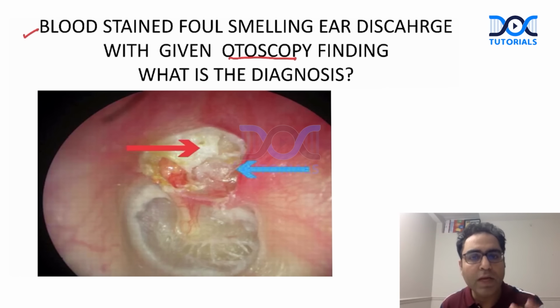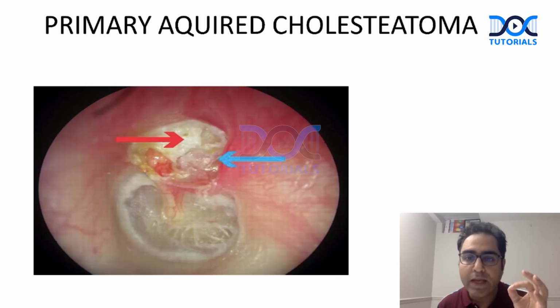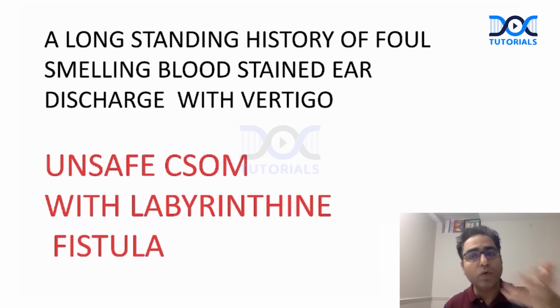Guys, whenever you see a pearly white mass in the upper part of the tympanic membrane, or the pars flaccida area, this is primary acquired cholesteatoma. The cholesteatoma is the hallmark of the unsafe CSOM. Any cholesteatoma found in the pars flaccida area, or the upper part of the middle ear area, is primary acquired cholesteatoma, which is due to a retraction pocket, which we discussed amply in the app also, in the class also. Let us go to the next scenario.